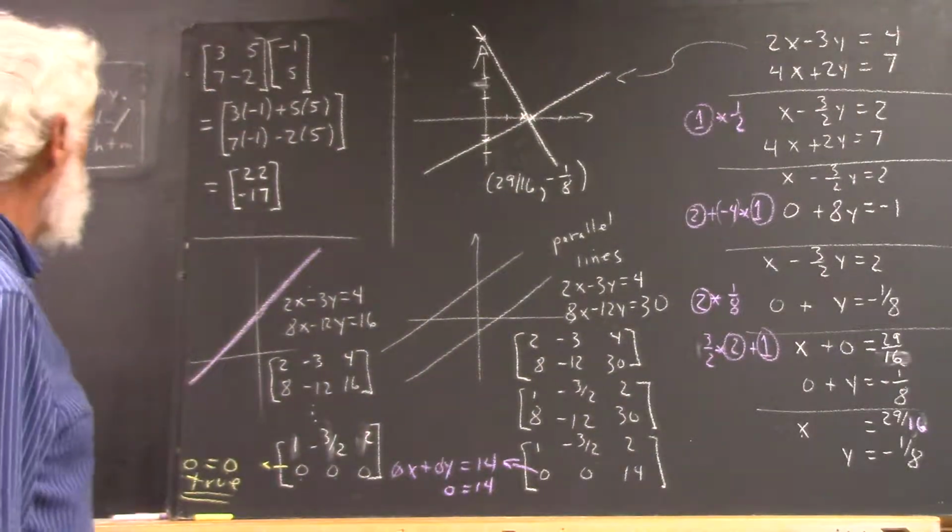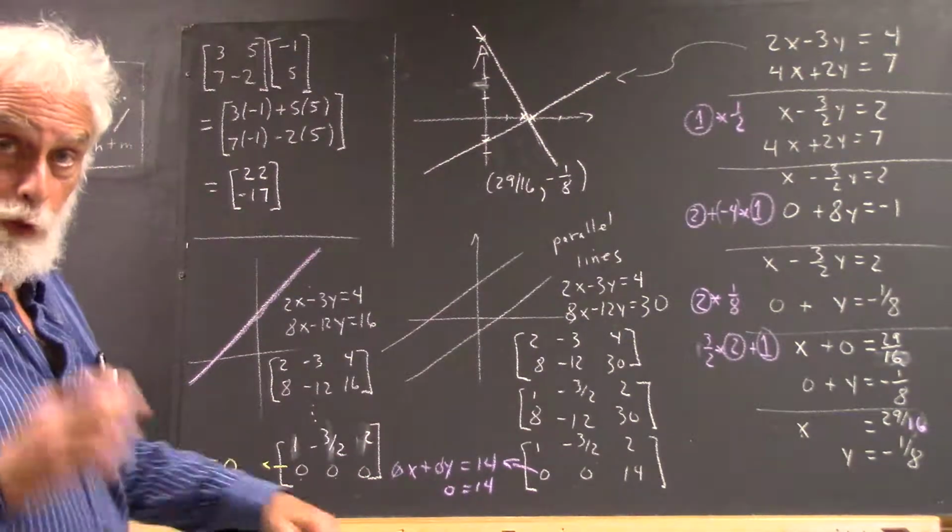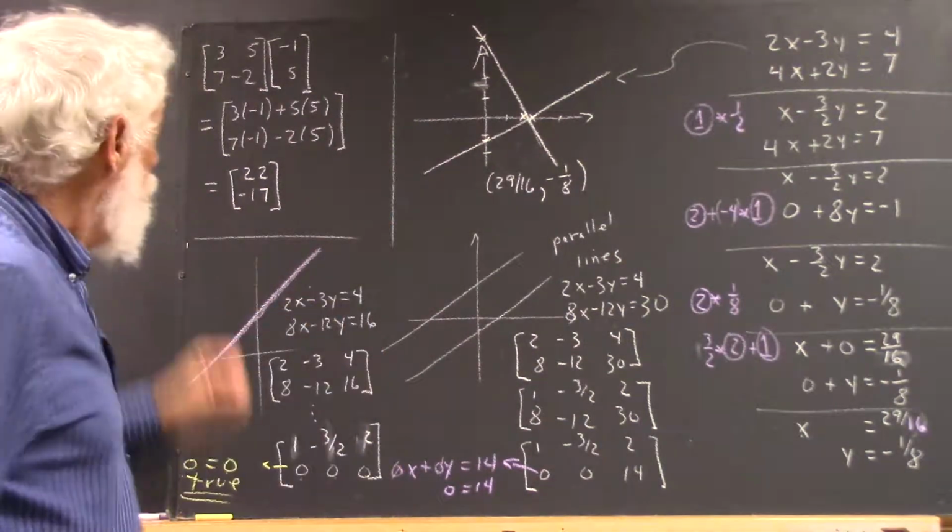Okay, let's talk about multiplying matrices. A very simple process if you know how to multiply rows by columns.